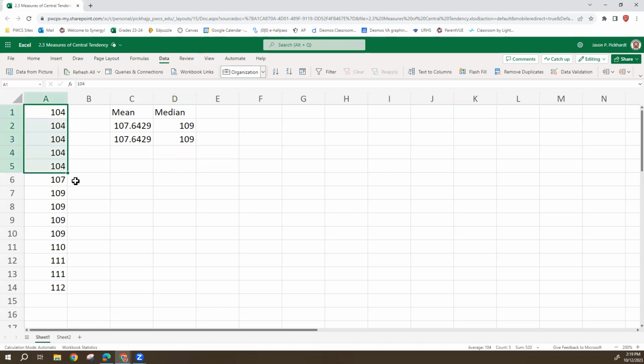So in a smaller data set, we can count up which one shows up the most. We have 5 104s, 4 109. So it sounds like mode is 104. That is the number of nuclear reactors that shows up the most.